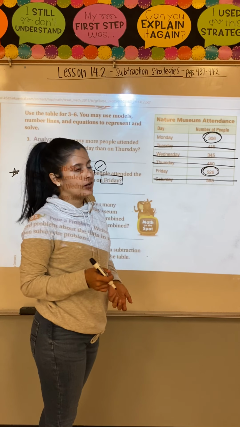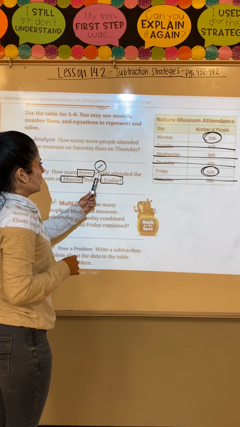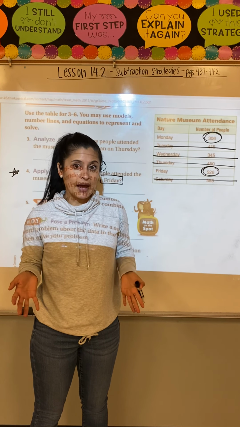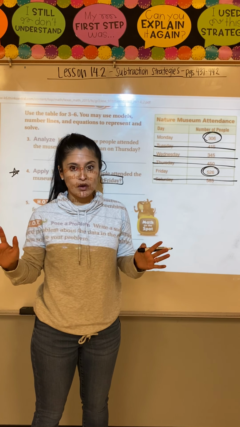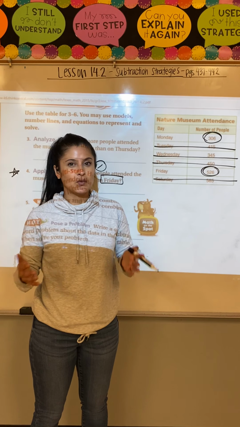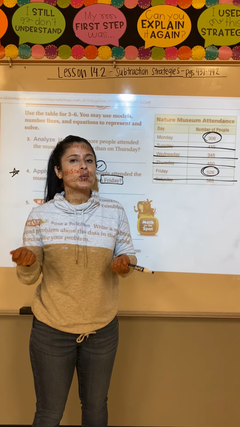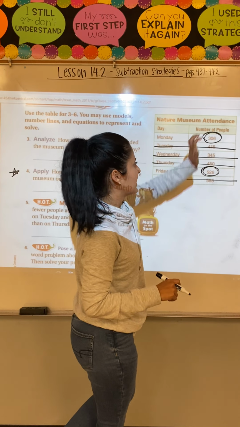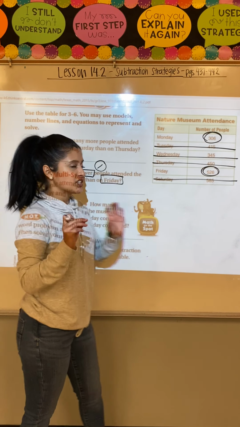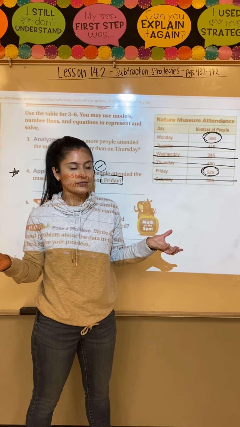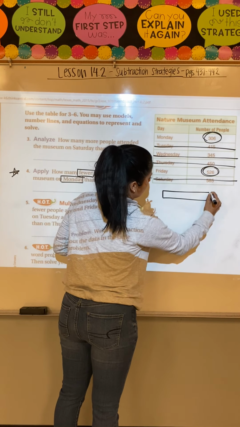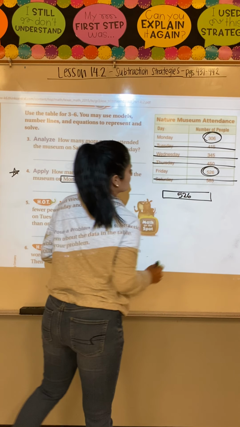Let's use a strip diagram to help us out. When we subtract, that means we're already given the biggest amount. We're already given the whole. We're given the total already. We're not putting two parts together. We're not adding here. So, of 526 and 306, what's going to go on top? I hope you said 526. Okay, so I'm going to draw this out.